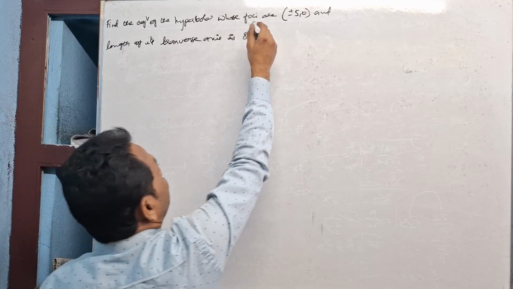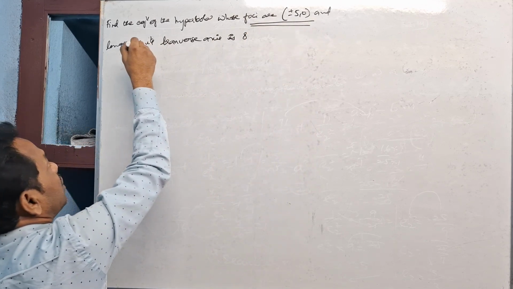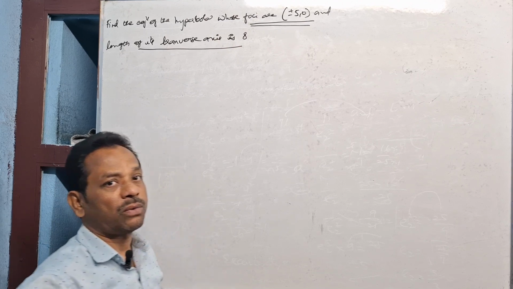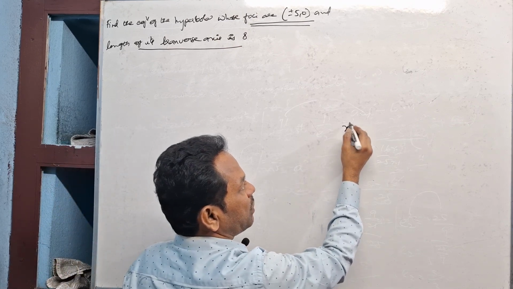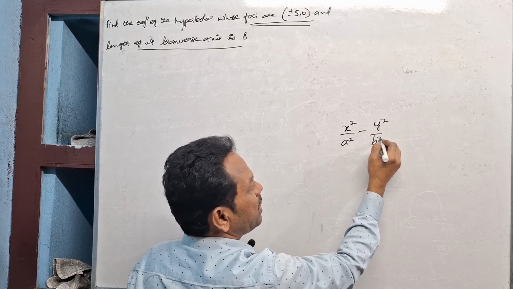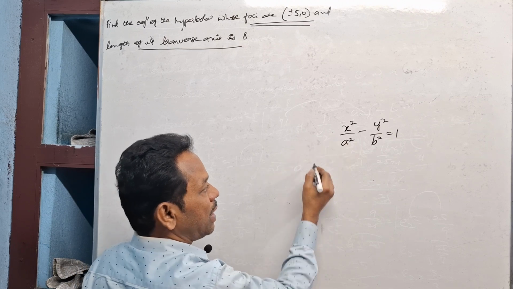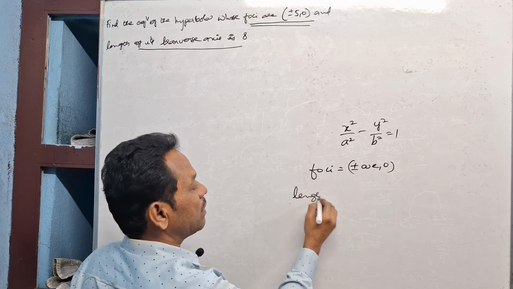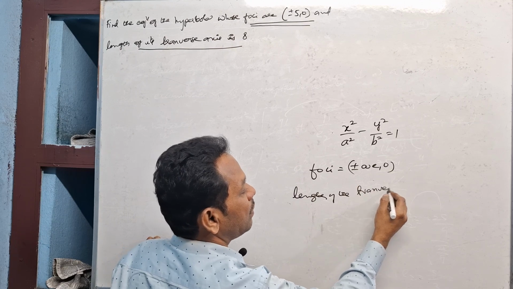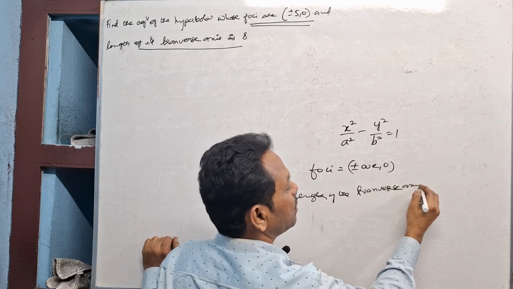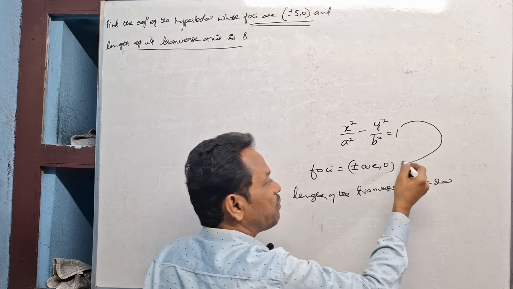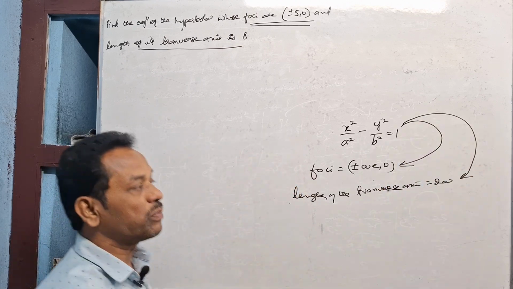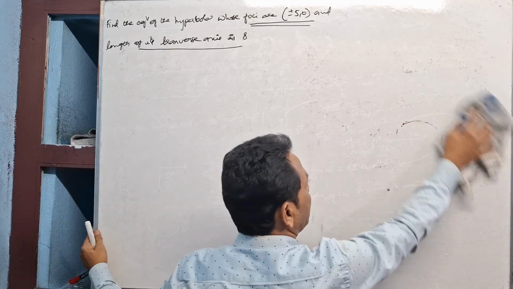Bachcho, in this question, the foci of the hyperbola are given and the length of its transverse axis is given, and we need to find the equation of the hyperbola. Bachcho, make a note of this. If my hyperbola is x square by a square minus y square by b square equal to 1, then for this hyperbola, my foci will be plus or minus ae comma 0, and length of the transverse axis will be 2a. Now let me use these formulas here to get the equation of the hyperbola.